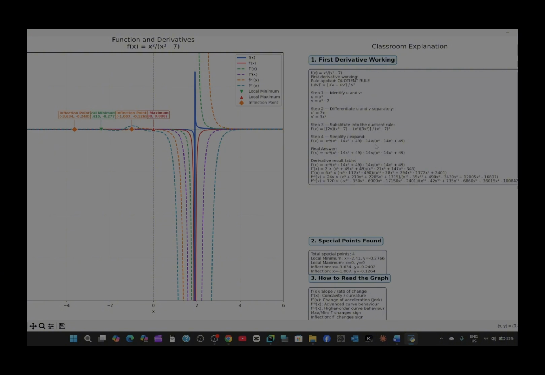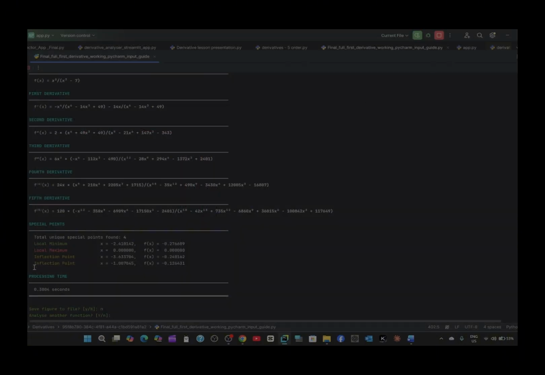And then you follow the rule again. You take the next derivative, and so on. The derivative of fifth order will be a very long one here. Okay, so the total special points is 4, right? We said that before: local minimum, local maximum, inflection, and another inflection. Close it out and come back here. That's 2 inflection points and a local minimum, right? That's all. That's all of our result.